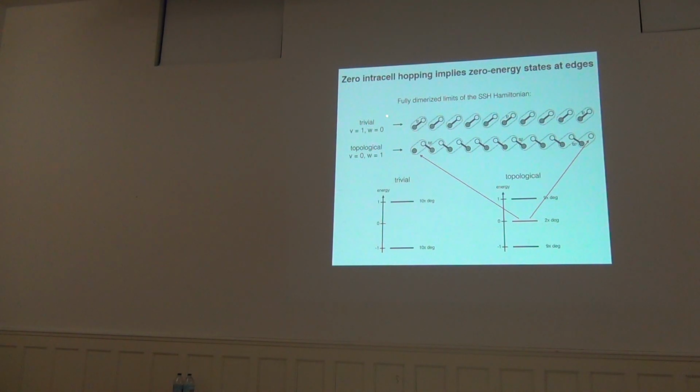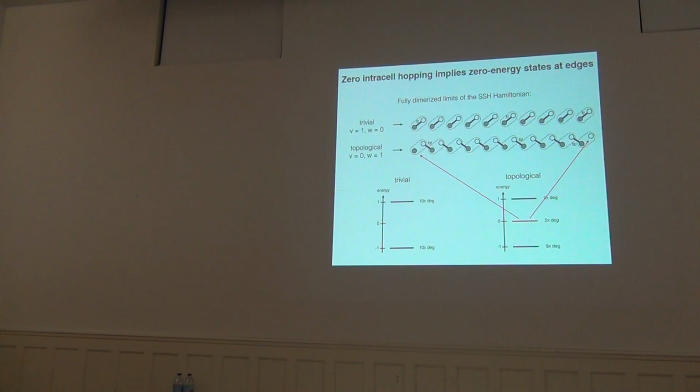Now this is the fully dimerized limit which is called trivial. This is when I have v equals 1 and w equals 0. That means that only the intracell hoppings are finite, and the intercell hoppings are 0. As I said before, in this situation the chain separates into individual dimers, and thereby you have a large amount of degeneracy, a tenfold degeneracy of all the states. This energy spectrum is illustrated here. If v is taken to be 1, then the bonding and antibonding energies are just -1 and +1, and I have 10 identical copies of each. So this is the energy spectrum of this setup.